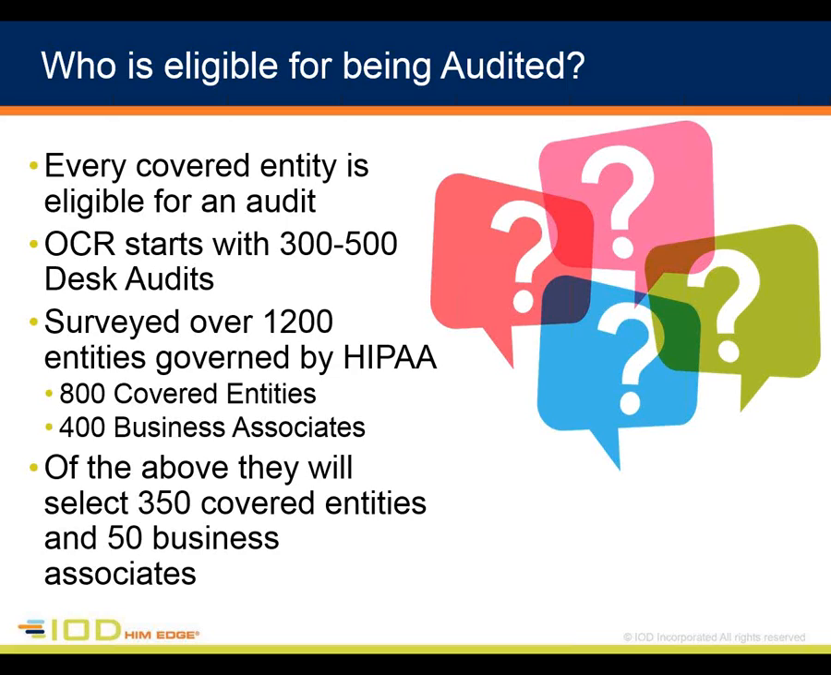From those covered entities that they pull and that they audit, they will take a listing of all business associates that they're contracted with, and of those, they will select 50. They will focus on compliance with risk analysis and breach notification of the business associates.